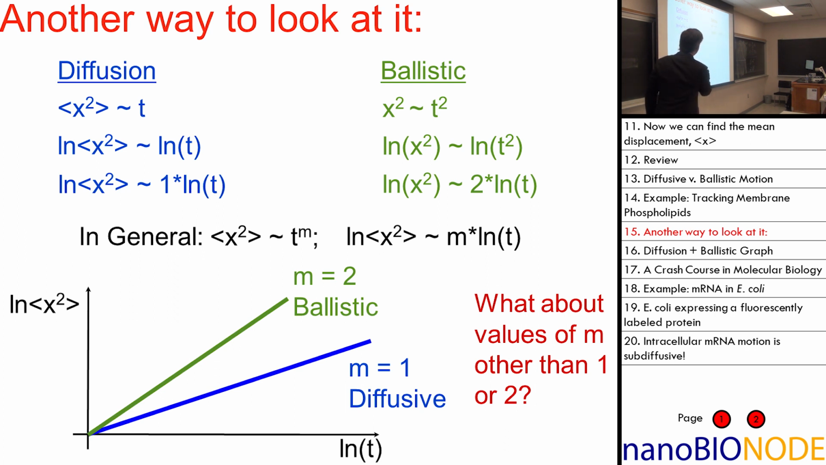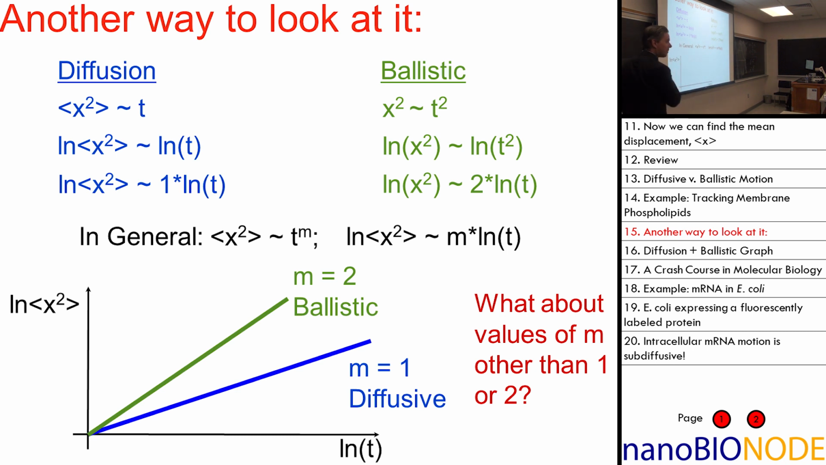Another way to think about this is, let me take the logarithm of both sides. So I take the logarithm of mean x squared, and I take the logarithm of t. I do the same thing over here. Now, if you remember your properties of logarithms, when I take the logarithm of something raised to some exponent, I can pull that exponent out front. So I get this. For ballistic motion, the logarithm of x squared is proportional to 2 times the logarithm of time. For diffusive motion, the logarithm of x squared is proportional to 1 times the logarithm of time. Now, why do I care about this? Let me explain this in a second.